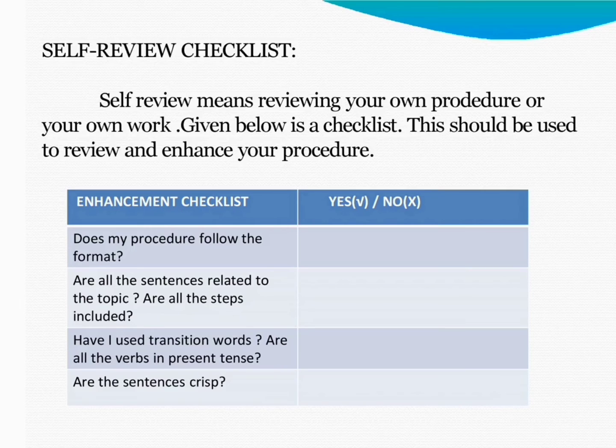Have I used transition words? Are all the verbs in present tense? Whether your verbs are in present tense, okay, you need to check. Are the materials specific and precise? Whether you wrote all the materials required in a specific and precise, short and clear way, okay. So that is the self-review checklist.